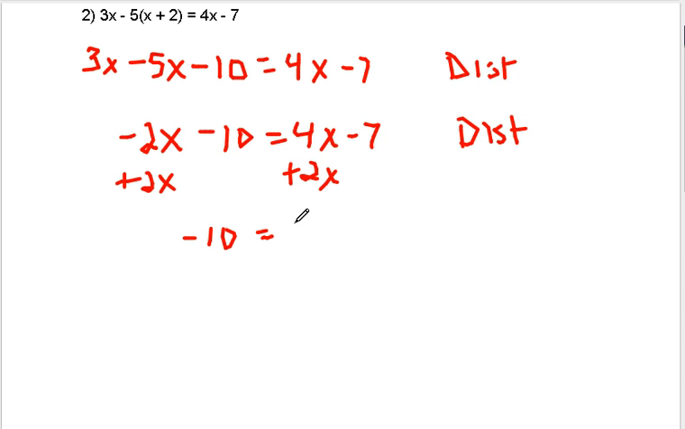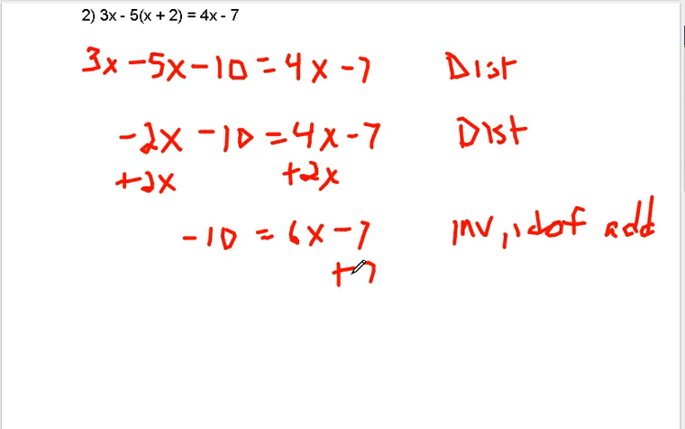Over here I'm going to get 6x minus 7. I just used inverse to make that 0, and I used identity to get rid of the 0. So inverse and identity of addition. I know the handwriting's not that good, but you can hear me. Okay, add 7 to both sides. Same thing, inverse and identity of addition. That's going to make a 0. I'm left with 6x equals negative 3.